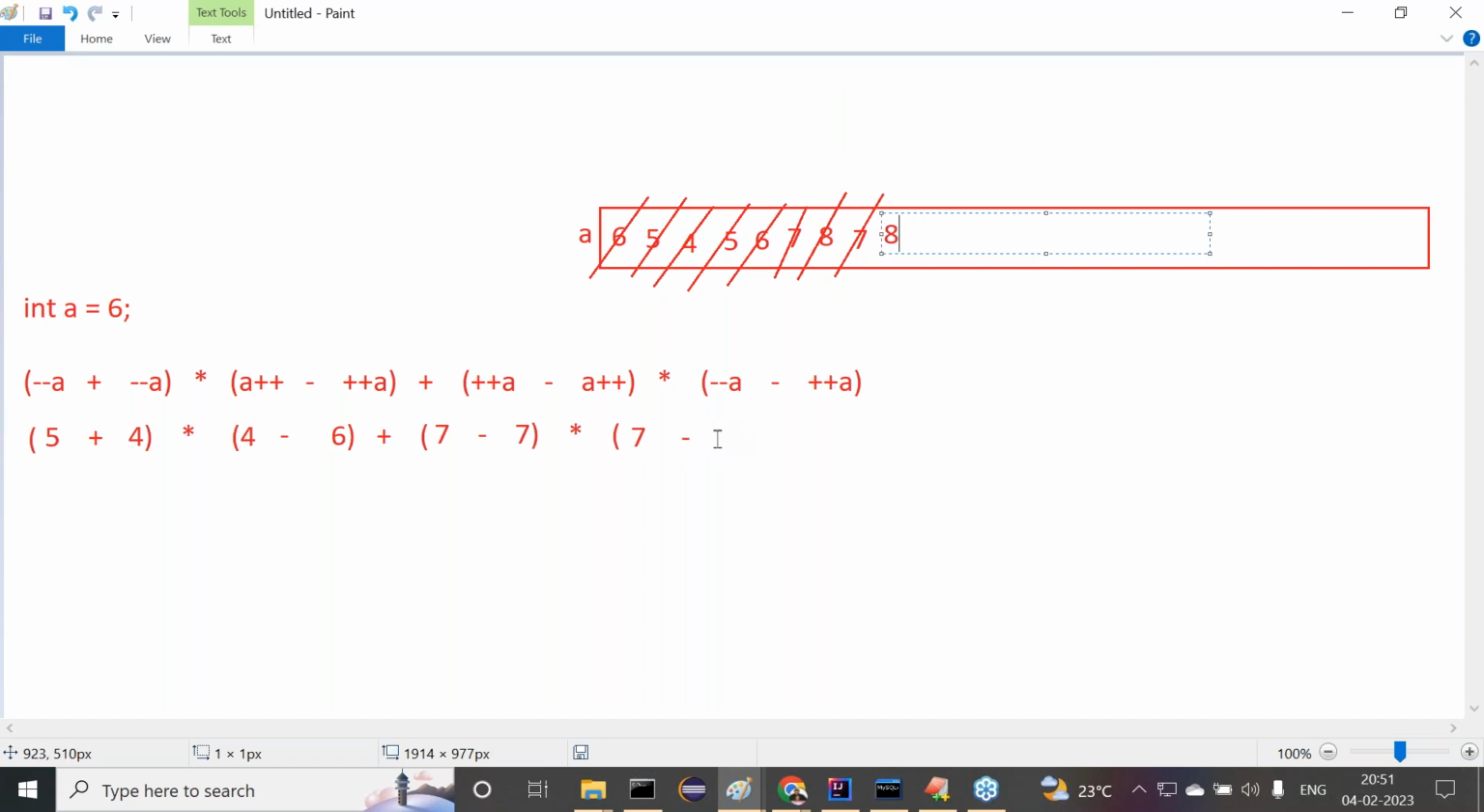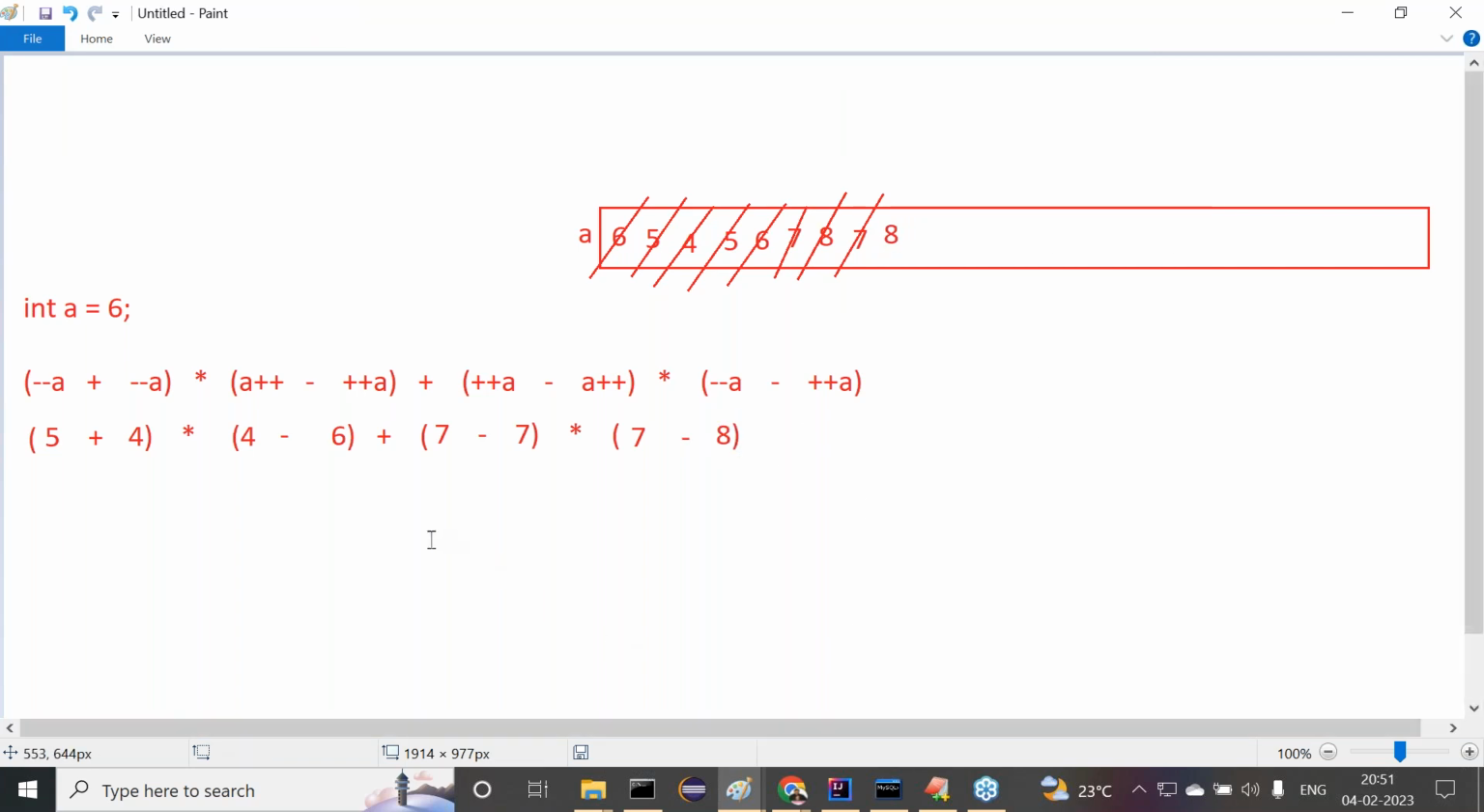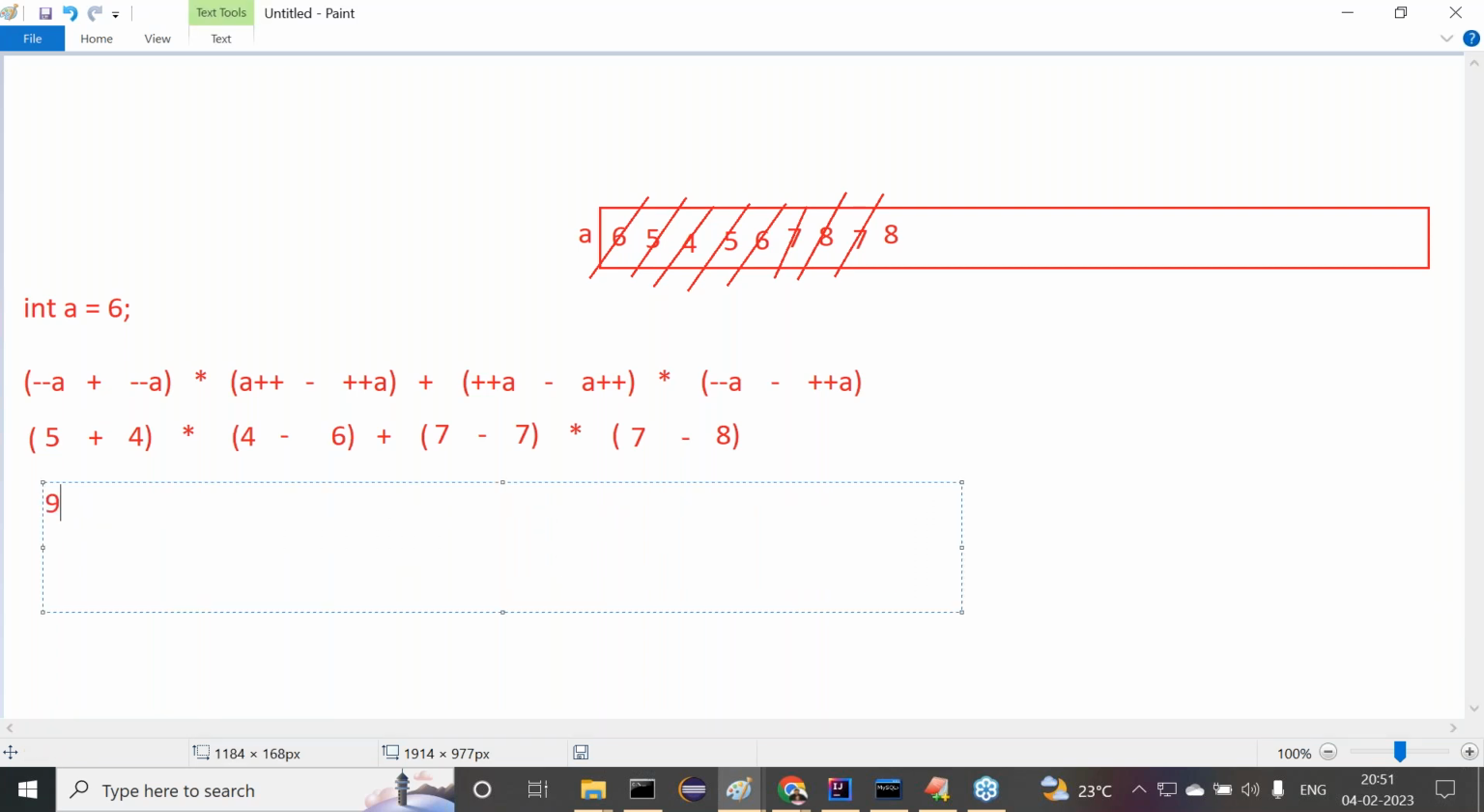Yes, sir. Up to this, am I right or not? All right, so this is clear up to now. Now we have to calculate inside the brackets: 5 plus 4. What are we getting there? 9 star 5 minus 6. What's the value here? Minus 2. Then plus 7 minus 7, 0. Then star 7 minus 8. What's the value here? Minus 1. Those are the calculations.